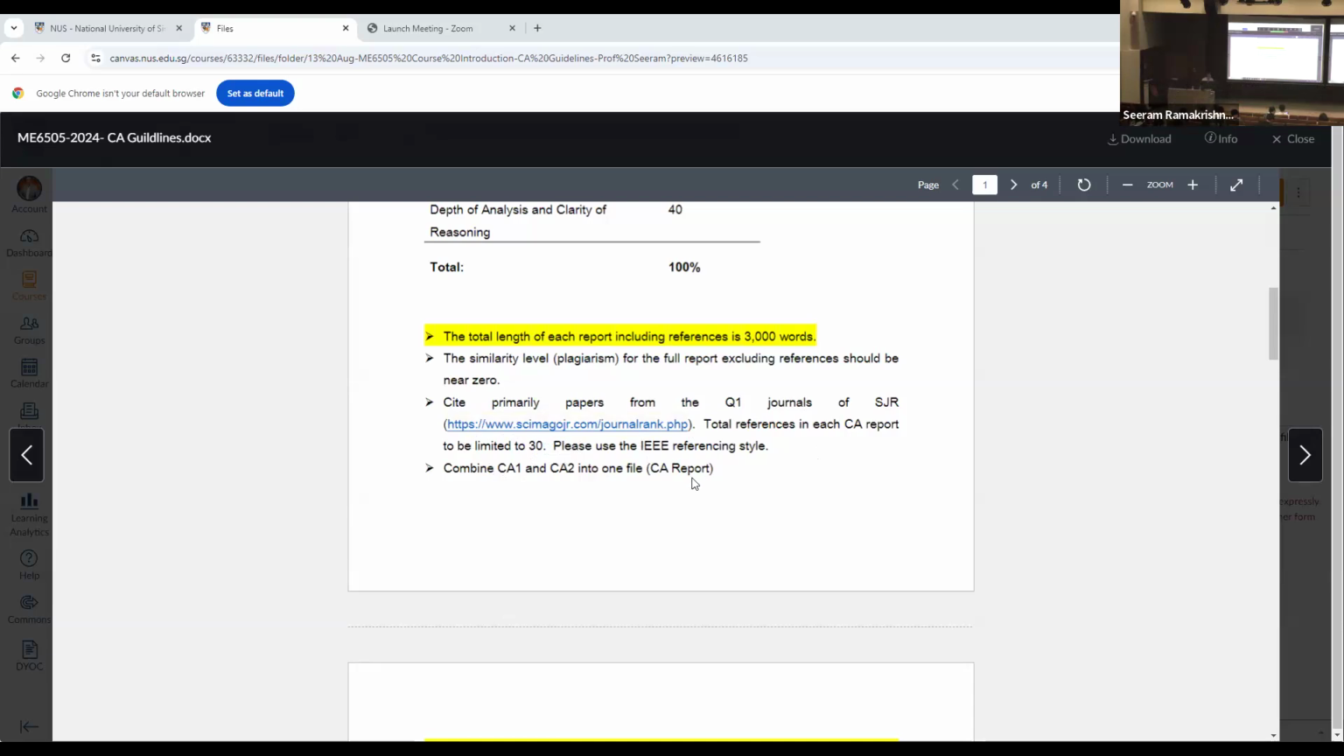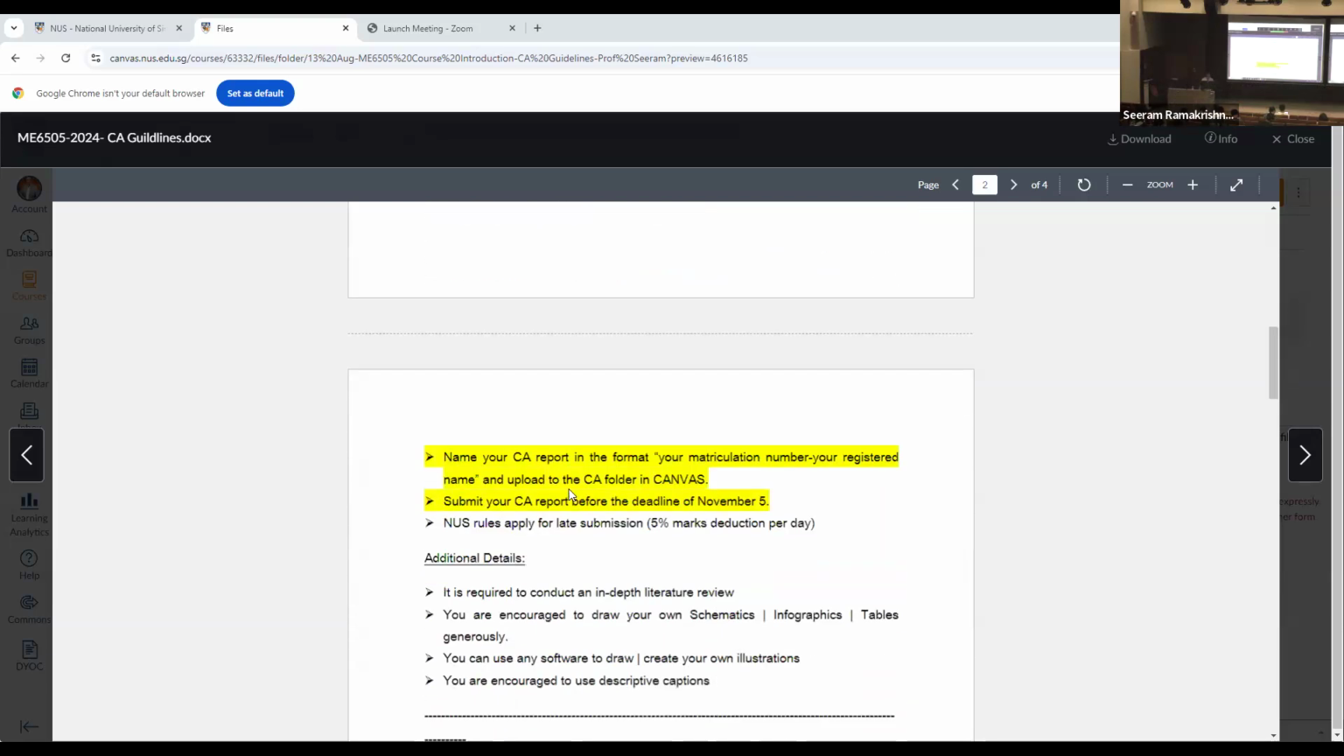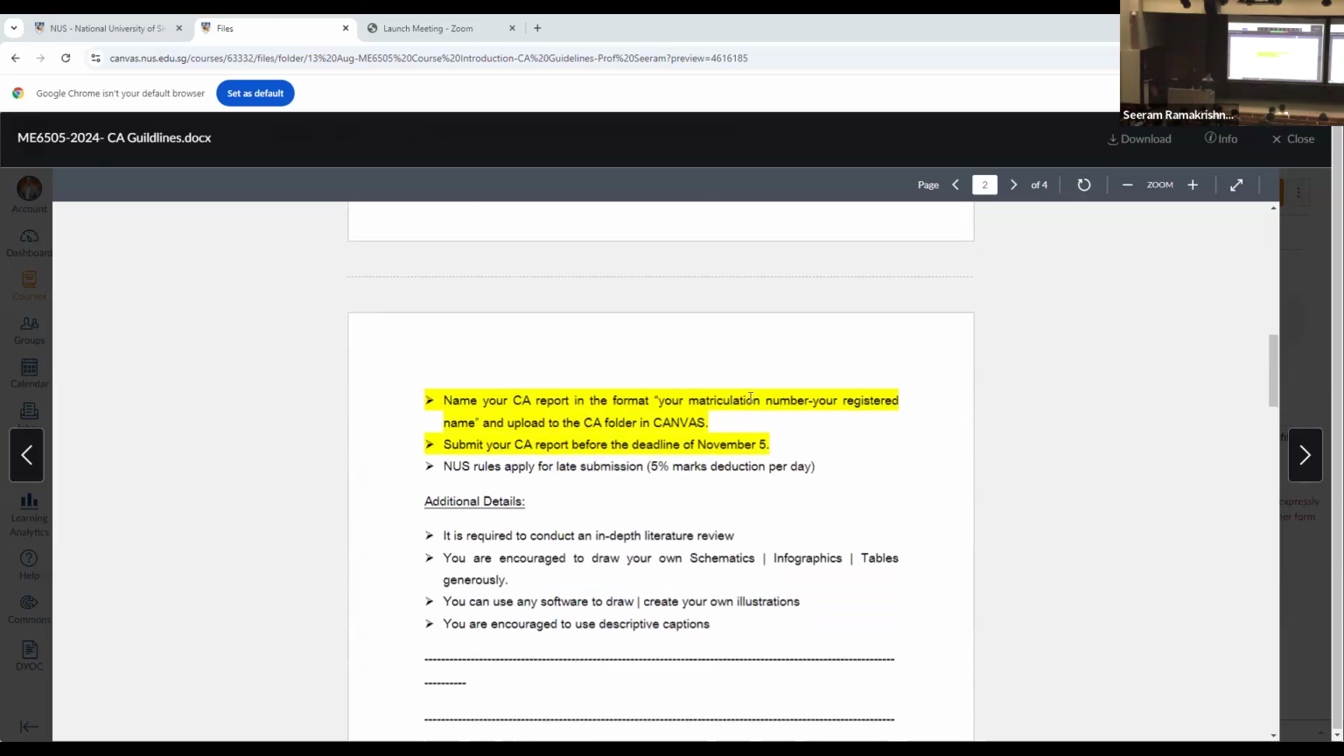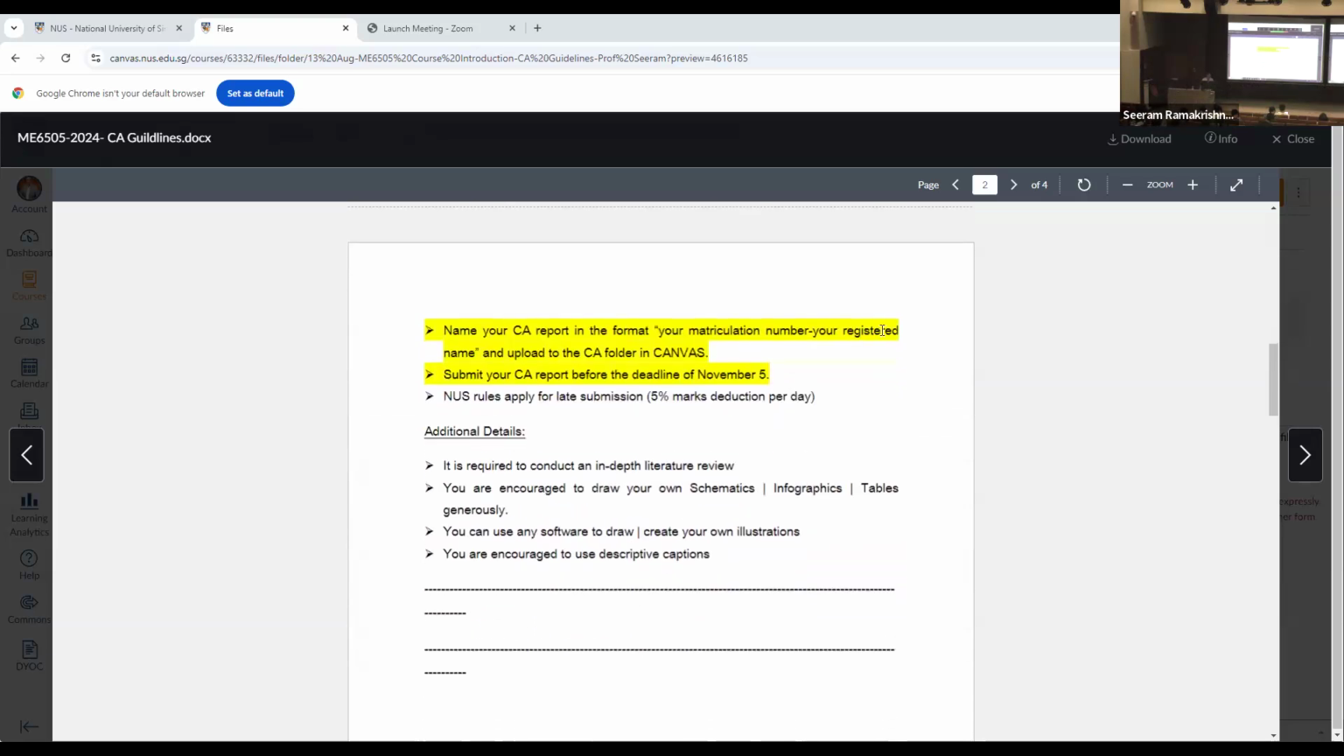And combine CA1 and CA2 as one single report and submit it. Make sure you have your matriculation number and your registered name as per NUS. I will create a folder later on, and you can submit in the CA folder. Make sure there is a matriculation number and your name, because otherwise it's going to be very difficult for me. We have 231 students. If I can't figure out whose report it is, I have to search all the reports. It's quite difficult.